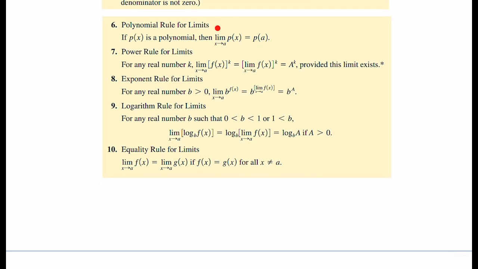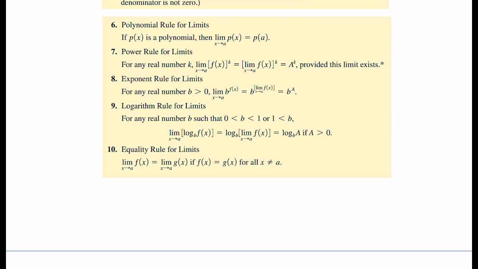You have a polynomial rule for limits. So if p of x is a polynomial, then the limit of p of x as x approaches a is just whatever p of a is. So it's kind of like you're just evaluating the polynomial at that value of a. The power rule for limits is the limit of f of x to the k power. So for that one, it's just going to equal A to the k power, provided the limit exists.